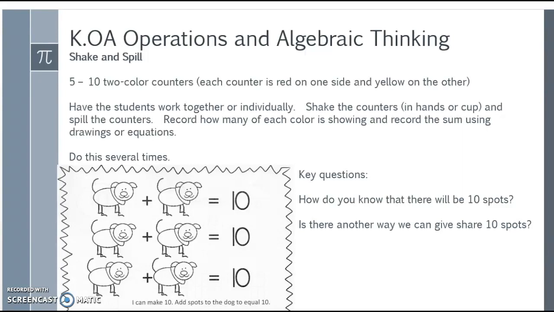Another great way to build to 10 would be to have students draw spots on the dog that build to 10. So putting 2 spots on the left and then 8 spots on the right one, and asking key questions such as, how do you know that there will be 10 spots? Well, we know that there are multiple ways to build to 10 outside of just the 3 choices here. So ask students to compare, are there any other ways that we can share 10 spots?